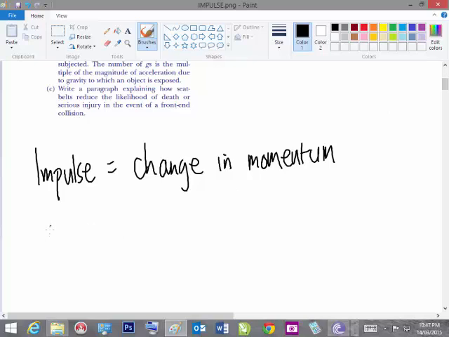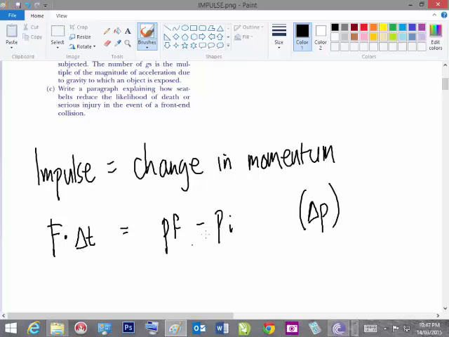The formula of the impulse is force times change in time. And change in momentum is final momentum minus initial momentum. Sometimes at the start it's written as delta P, which means Pf minus Pi.